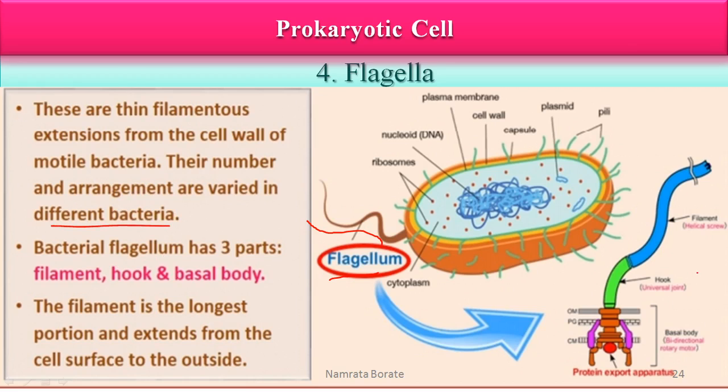The bacterial flagellum consists of three parts. The first one is the filament, the second one is the hook, and the third one is the basal body. The filament is the longest portion and extends from the cell surface to the outside.